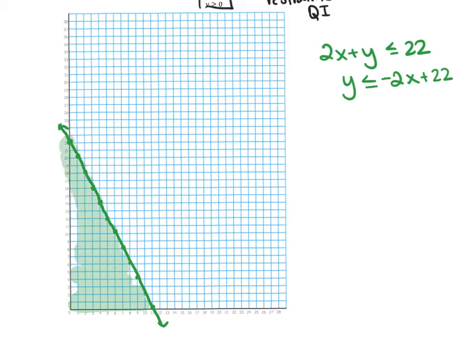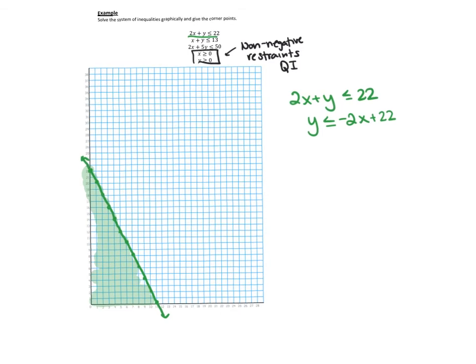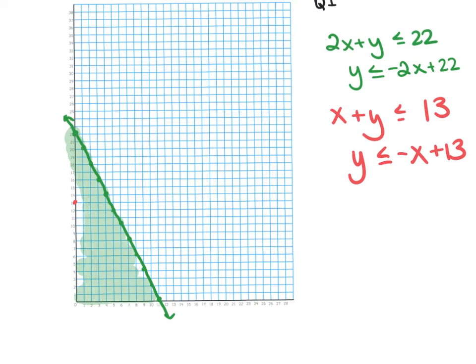That's your first line. The next line is x plus y is less than or equal to 13, I'm sorry. So we get y by itself. y is less than or equal to, move the x over, negative x plus 13. So I'm going to plot 13 on my y-intercept. Go down 1 over 1. We get this line right here. And this line says shade below it again. So we're going to shade below this line like this.